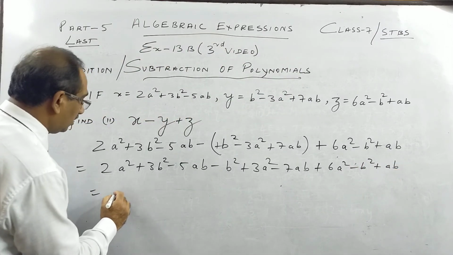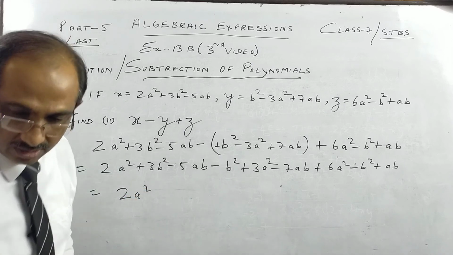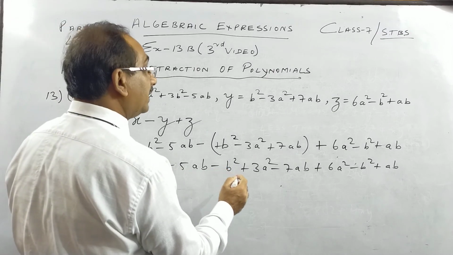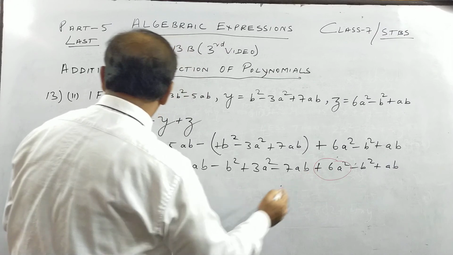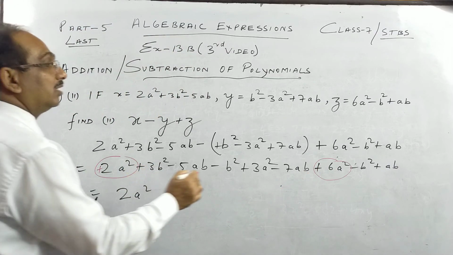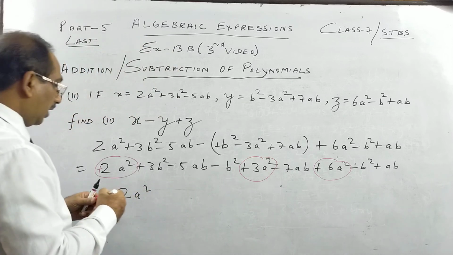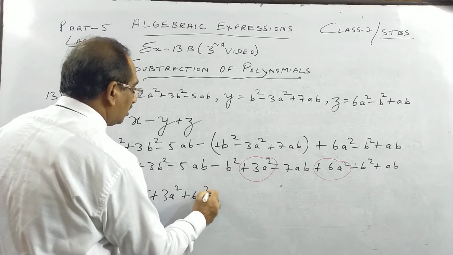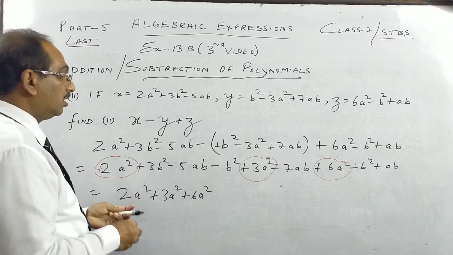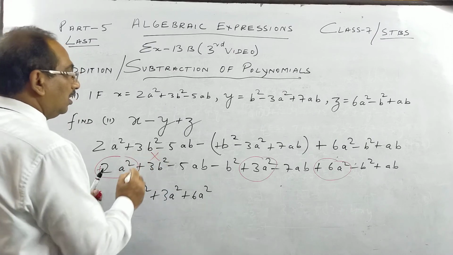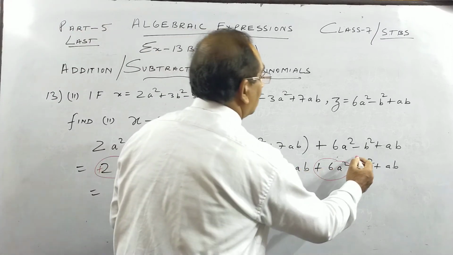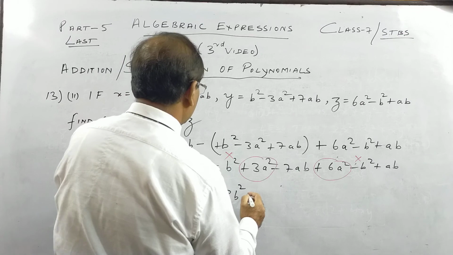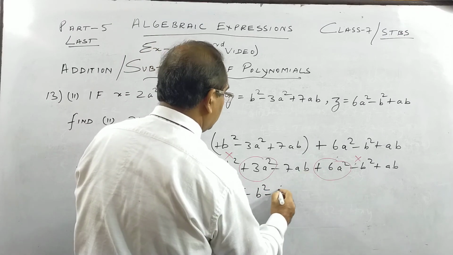So see how many like terms are there. 2a square, I can use red marker over here, 2. Then a square, I've got plus 6. See the sign also, children, here plus is there. So write all, why I am doing this? So that I don't miss anything. 3a square plus 6a square, all a square done. Then next I will take all the b square terms. I cross here for b square, this is b square and this is b square. So how much do I get? Plus 3b square minus b square minus b square.